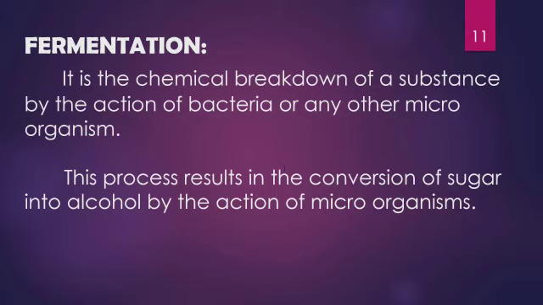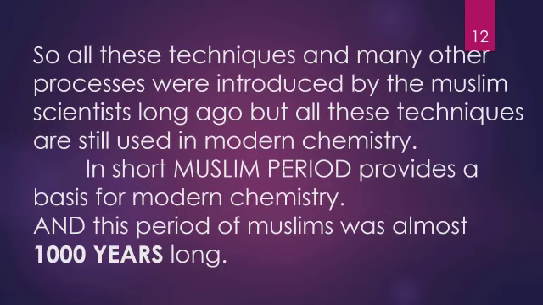So, in this lecture, we discussed Muslim period. And we also discussed what were the aims of our Muslim scientists or alchemists, and what were the achievements or the contributions of our Muslim scientists. All these techniques and many other processes were introduced by the Muslim scientists long ago. But all these techniques are still used in modern chemistry. In short, Muslim period provides a basis for modern chemistry. And this period of Muslims, that is from 600 to 1600 AD, was almost 1000 years long. So this was all about the period of alchemists in the history of chemistry.